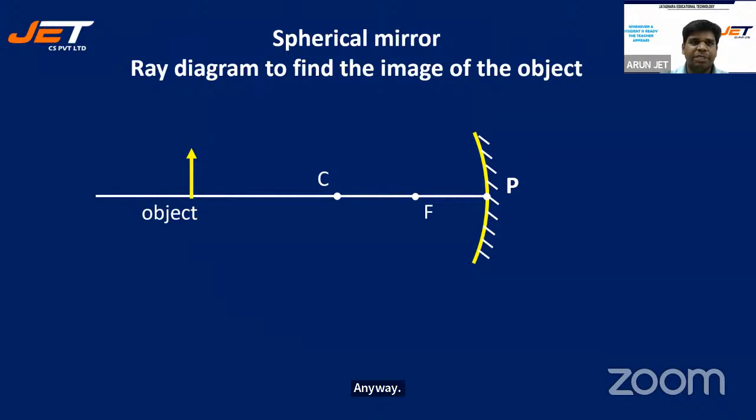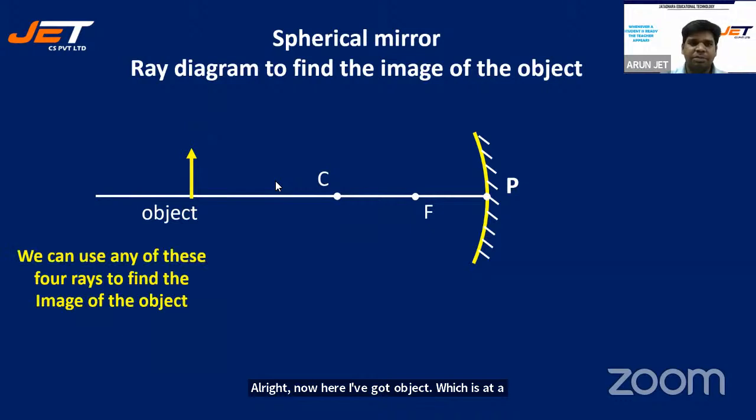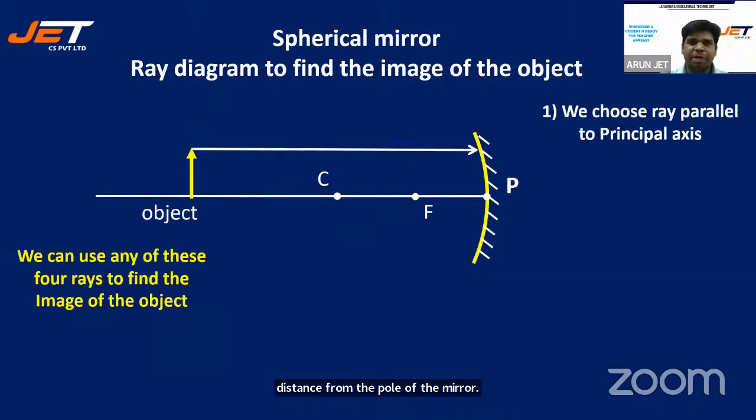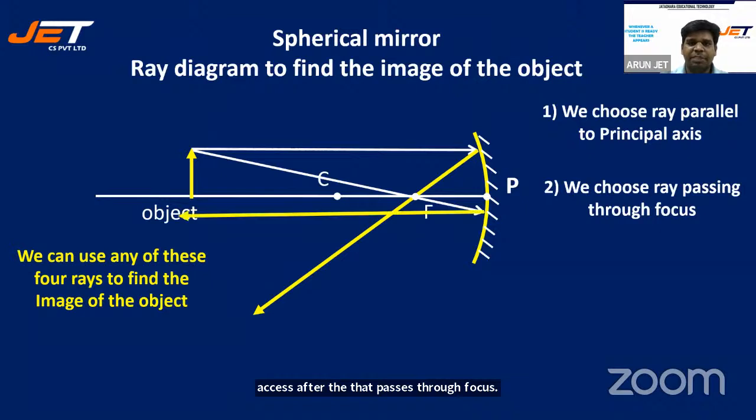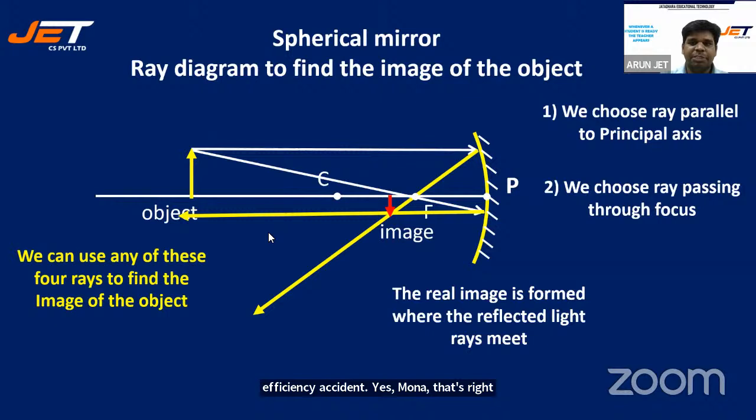Now here I've got an object which is at a distance from the pole of the mirror. I'll use one ray. We choose a ray parallel to principal axis. After reflection that passes through focus. We choose another ray passing through focus. After reflection passes parallel to the principal axis. That intersection of these two rays is the image. As you all know, you are very good at it. That is between F and C. Excellent. Yes, Bhavana, that's right. So real image is formed, which is where the reflected rays meet, and inverted image is formed.